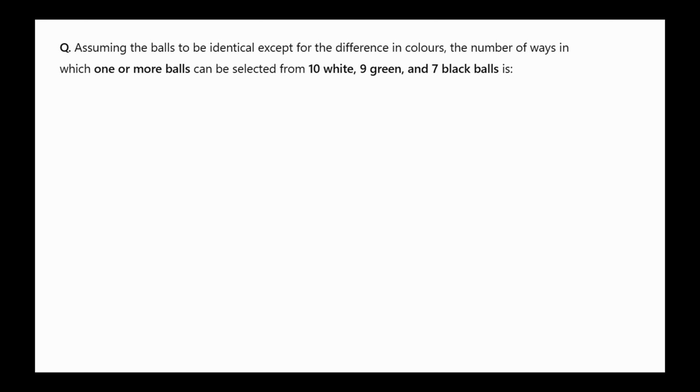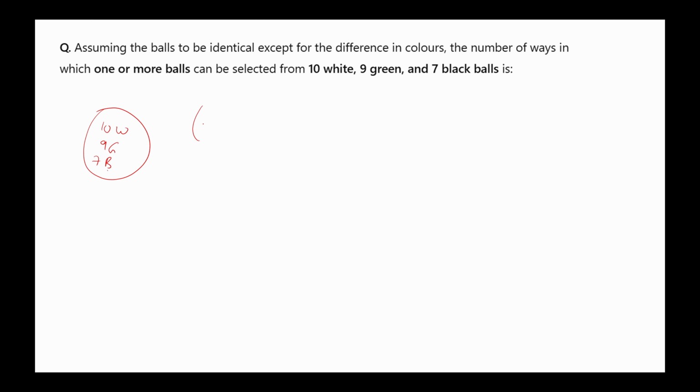Let's look at this example to understand better. Assuming the balls to be identical except for the difference in colors, find the number of ways in which one or more balls can be selected from 10 white, 9 green and 7 black balls. That means we have to select one or more, so there is no chance of us selecting 0 balls, right? So we have to choose one or more balls in each and every turn. So what would be my number of ways?